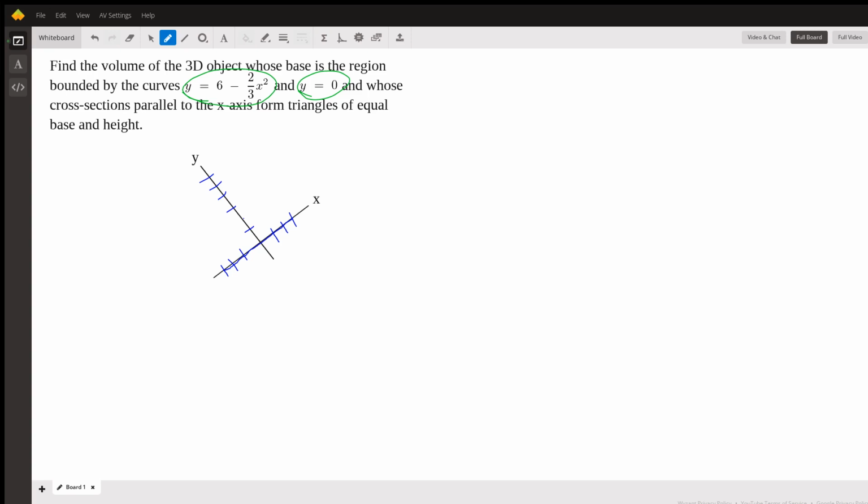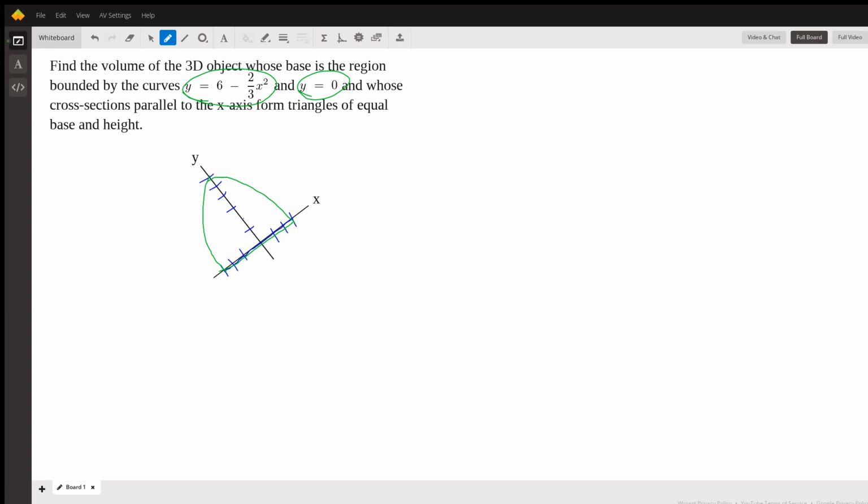Now I'm going to go ahead and skip the steps for how you would plot this parabola. I'm assuming that you're comfortable with it. This parabola is going to have a y-intercept of 6 and x-intercepts of plus and minus 3. So roughly the region that we're talking about is this parabolic region that's bounded on the top by this parabola and on the bottom by the x-axis.